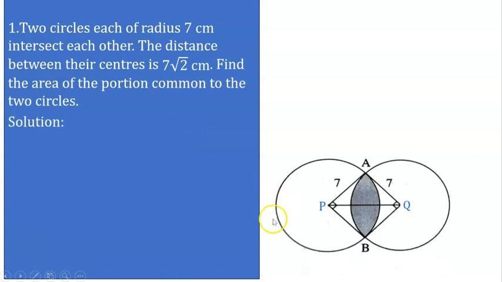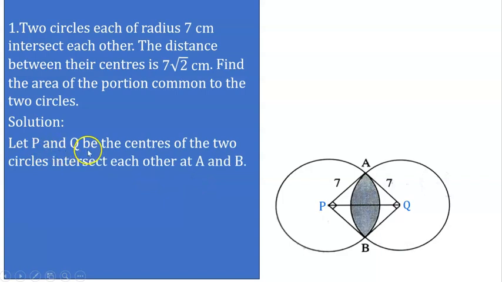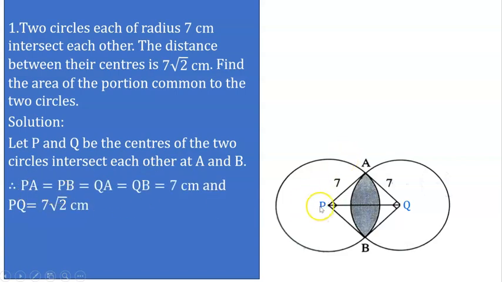Now the solution, see this figure. These are the two circles whose centers are P and Q. They intersect each other at the points A and B. We want to find out the area of this shaded region. Let P and Q be the centers of the two circles intersecting each other at A and B. PA is equals to PB is equals to QA is equals to QB is equals to 7 centimeter, and PQ is equals to 7 root 2 centimeter, that is the distance between the centers of these two circles.